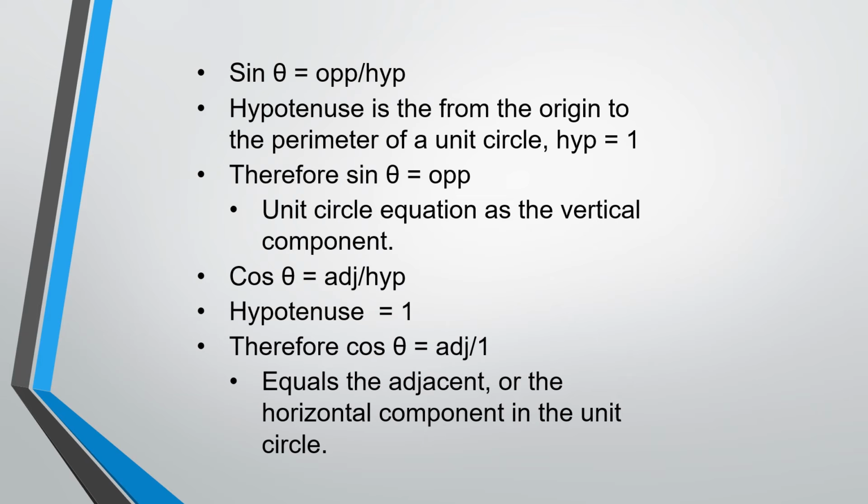In the same way, the cosine is the adjacent over the hypotenuse, but remember that the hypotenuse is 1, so anything divided by 1 is itself. So therefore the cosine is just the adjacent over 1, or the adjacent, and therefore the cosine equals the horizontal component of the unit circle. So you see, it's actually the same either way, so you don't really need to fret.